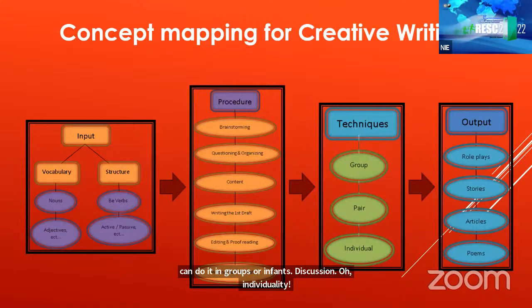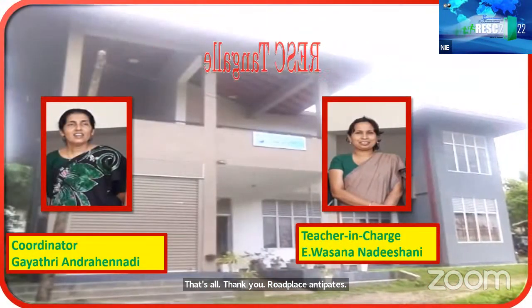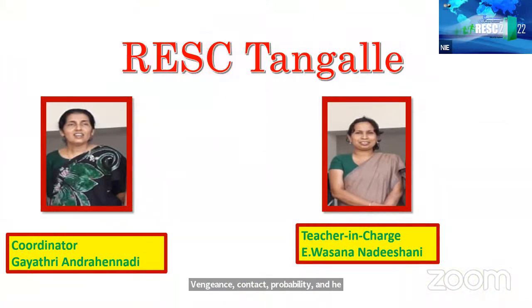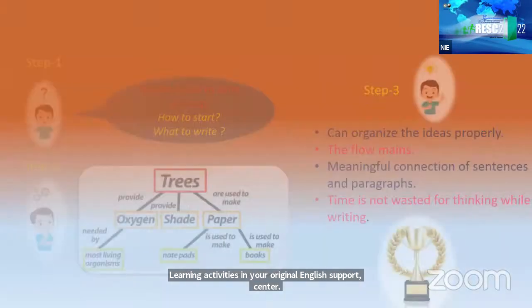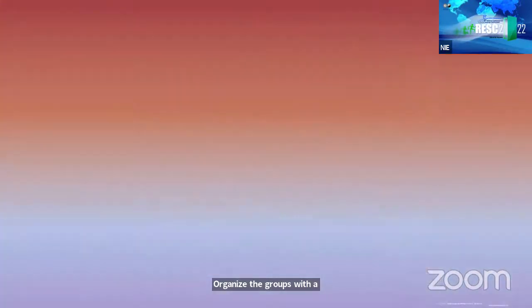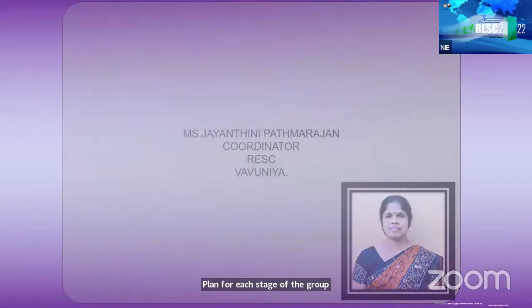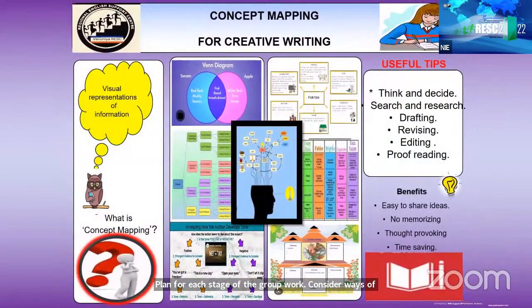Role play, and debates. When you conduct collaborative and interactive learning activities in your classroom, make sure to give clear instructions. Focus the discussion with a question or a topical interest. Organize the groups with a purpose, having learning objectives in mind. Plan for each stage of the group work. Consider ways of assigning roles rather than appointing a leader. Establish ground rules for participation and contribution.